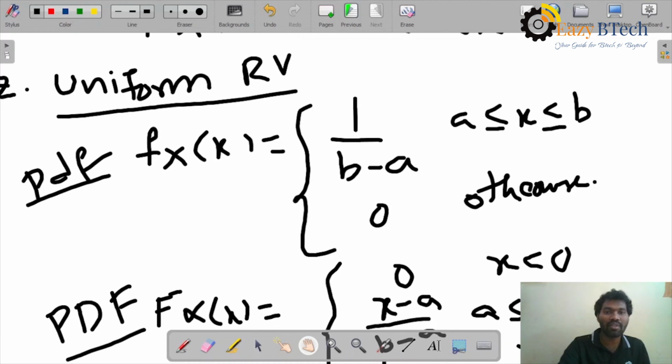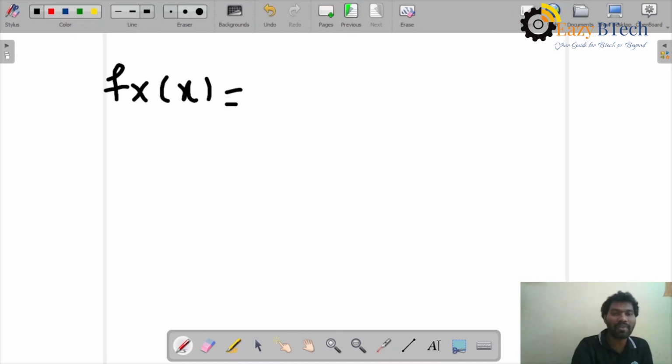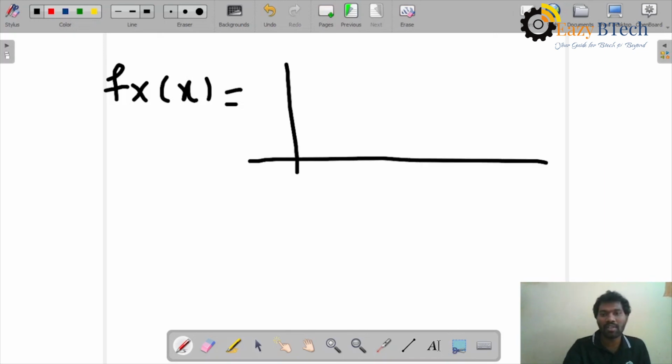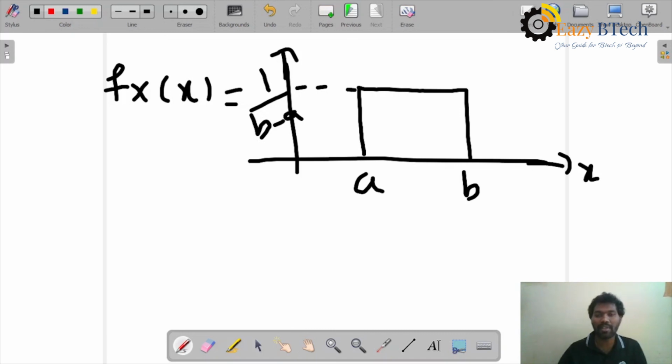Now moving on to the figures. How can the probability density function of the uniform random variable be drawn? It can be drawn like this. From the expression we can say it has a value of 1 by b minus a from a to b. So this is the figure of the uniform random variable.